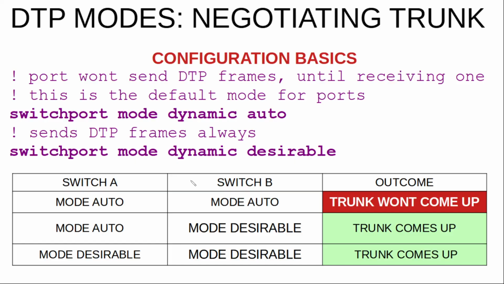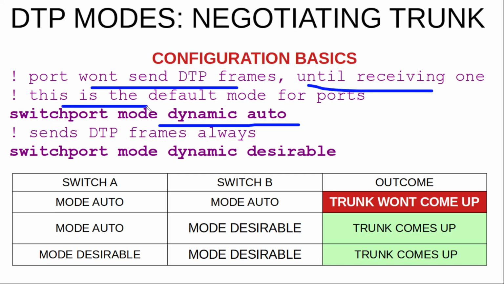If DTP is unsuccessful, the port will remain as access. So what we want with DTP is negotiating successfully with the other side whether to become a trunk or to stay as access. In order to do so, DTP sends frames, and we have two ways to configure DTP in order to negotiate a trunk: dynamic auto, which won't send DTP frames until receiving one from the other side. You can also use the dynamic desirable mode.